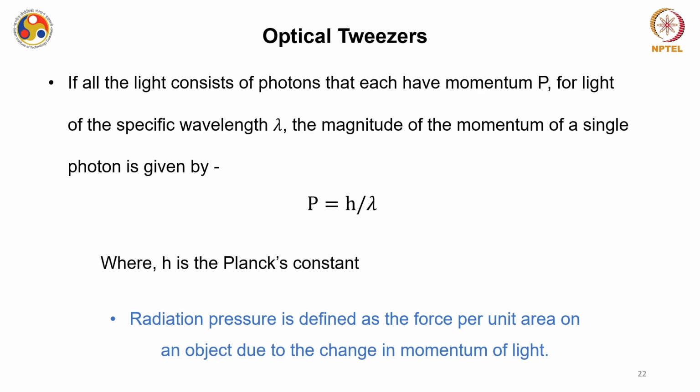So, if the light consists of photons each having momentum p, for light of a specific wavelength lambda, the magnitude of the momentum of a single photon can easily be given by h by lambda, where h is Planck's constant. Based on this change in the momentum, you have radiation pressure, and associated with it you will have a force. Radiation pressure is defined as the force per unit area on an object due to change in the momentum of light. So, you can also measure the radiation pressure with the help of optical tweezers.